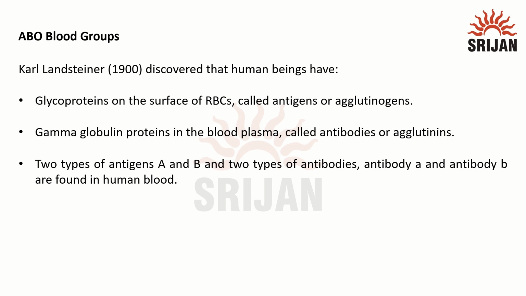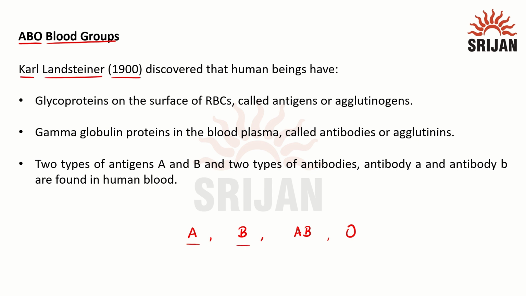In this video, we will learn about ABO blood groups. In humans, we know we have mainly four types of blood groups: A, B, AB, and O. And this type of blood grouping is known as ABO blood grouping. And this was discovered by Karl Landsteiner in 1900.